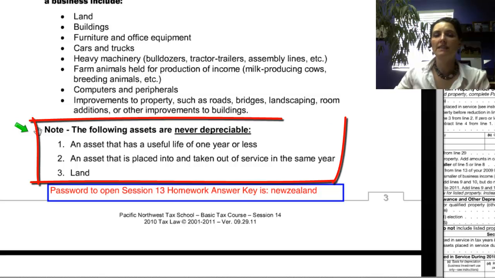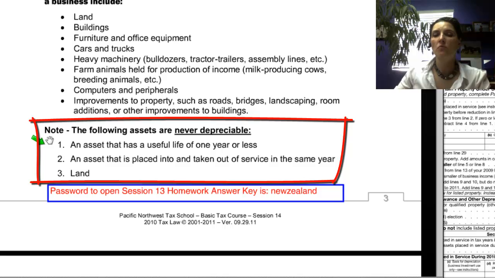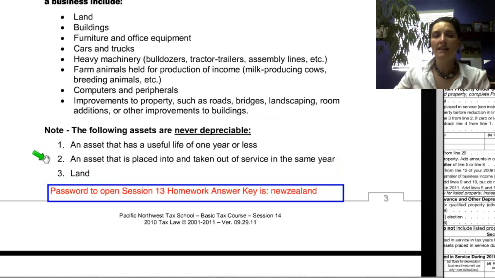Note that the following assets are never depreciable: an asset that has a useful life of 1 year or less, an asset that has been placed into and taken out of service in the same year, and land.